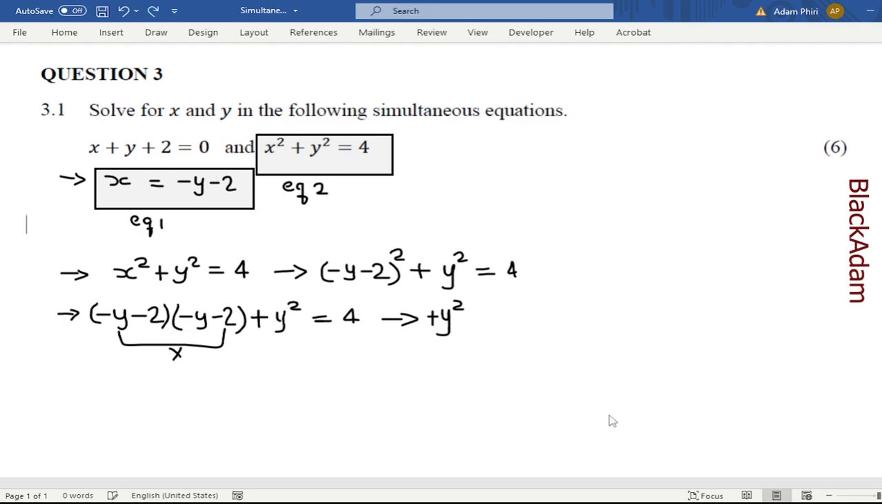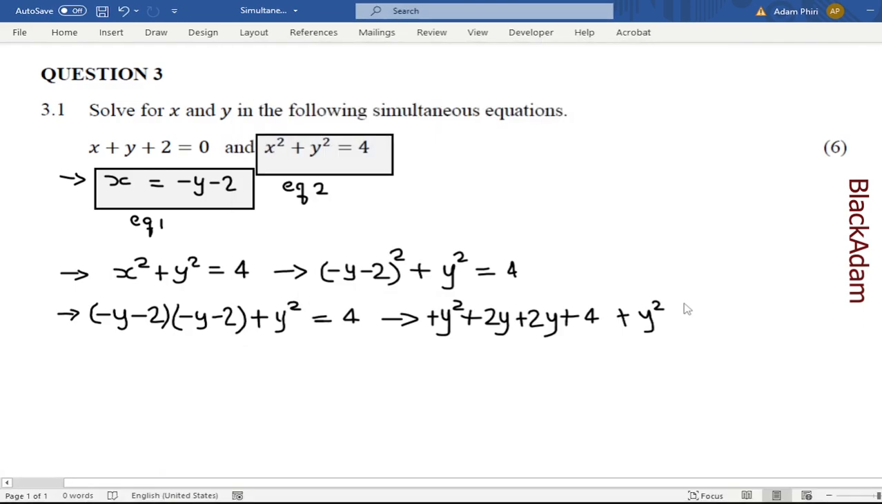And then negative y times negative 2 gives us positive 2y. And then negative y times negative 2, once again we have 2y. And then we have negative 2 times negative 2 giving us positive 4, and then plus y squared, equal to 4. Then from there we have y squared, and then plus another y squared, which means we have two of them. We're going to have 2y squared.